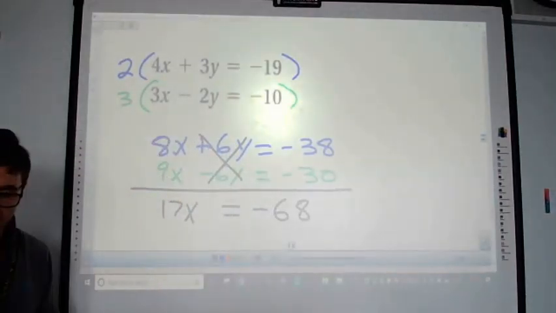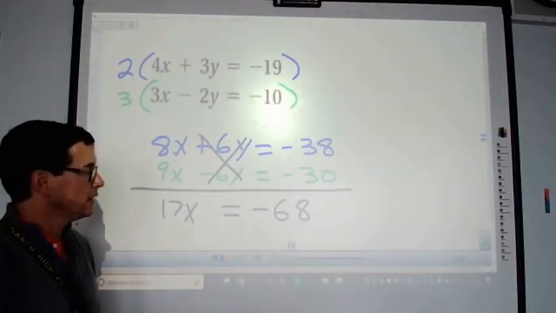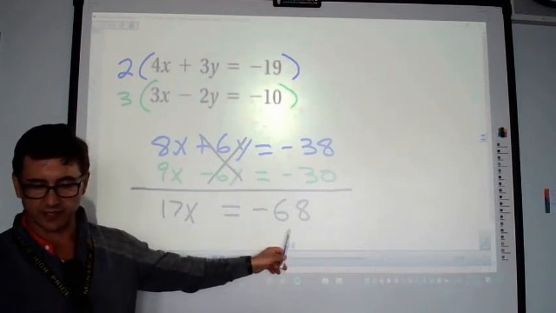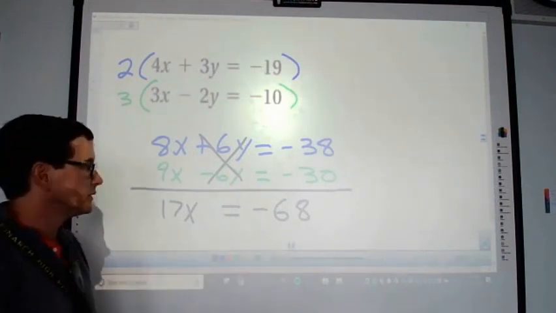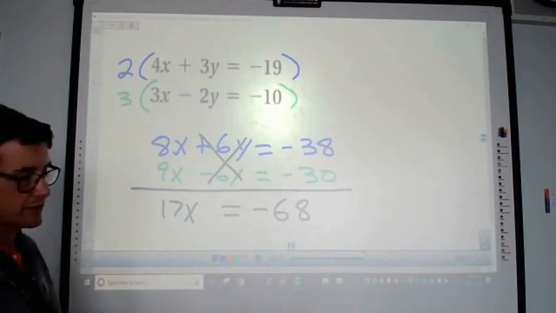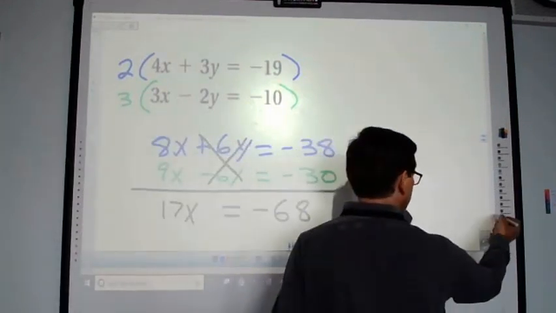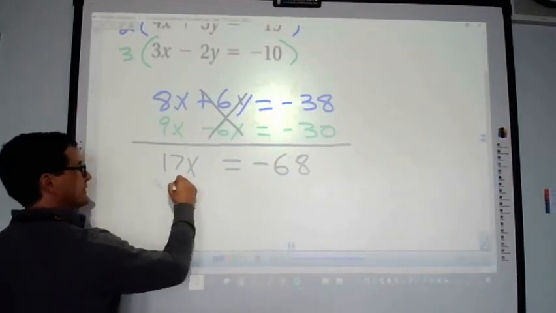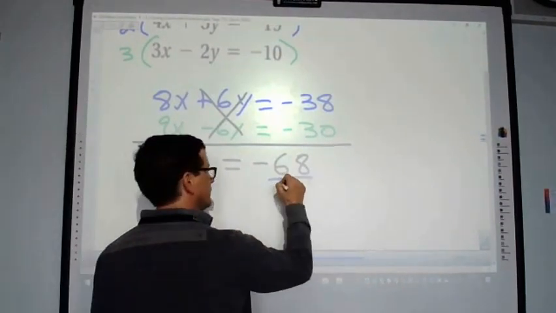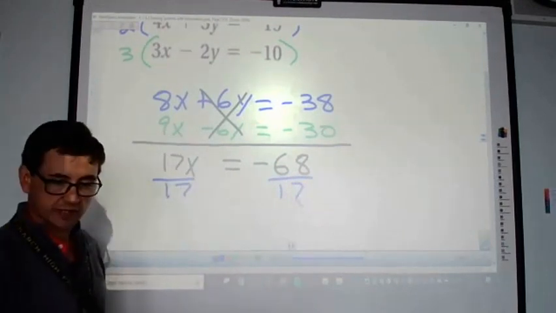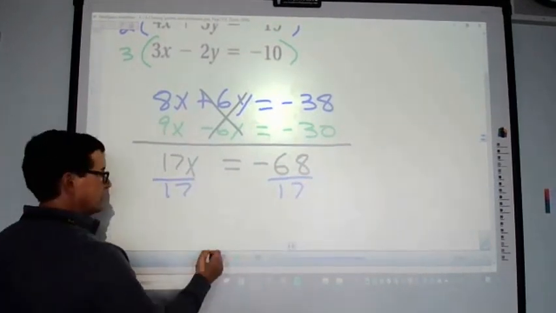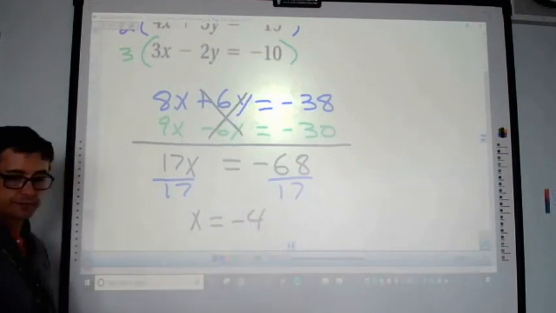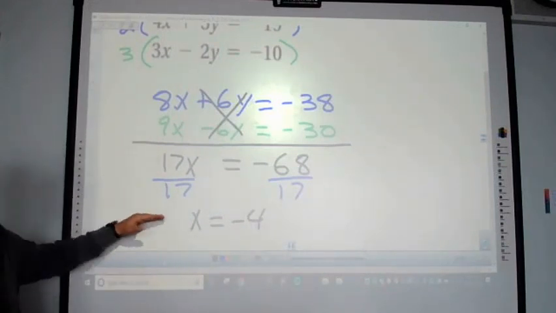So if you were taking a test or a quiz, you would look at this and go, oh my God, does 17 divide into 68? I sure hope so, right? Yes, it does. It goes in 4 times. So we are going to divide both sides by 17. That's why it's always a bonus to have a calculator on hand. So x equals -4. Any questions about that step?